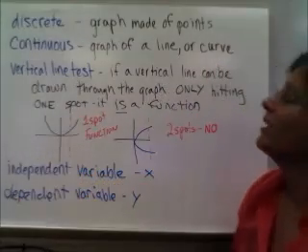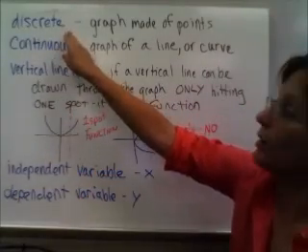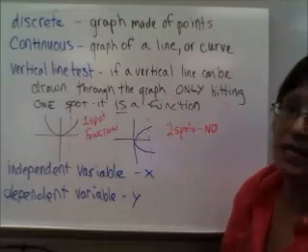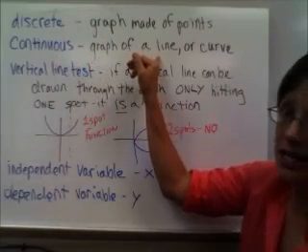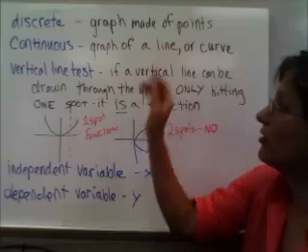More vocabulary. A discrete function or relation is a graph made up of points. If it's continuous, it's going to be a line. It doesn't have to be a straight line, it can be a curve.